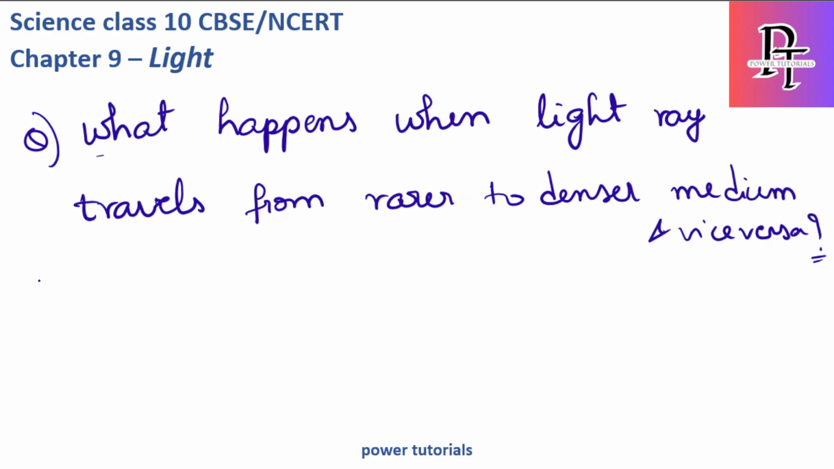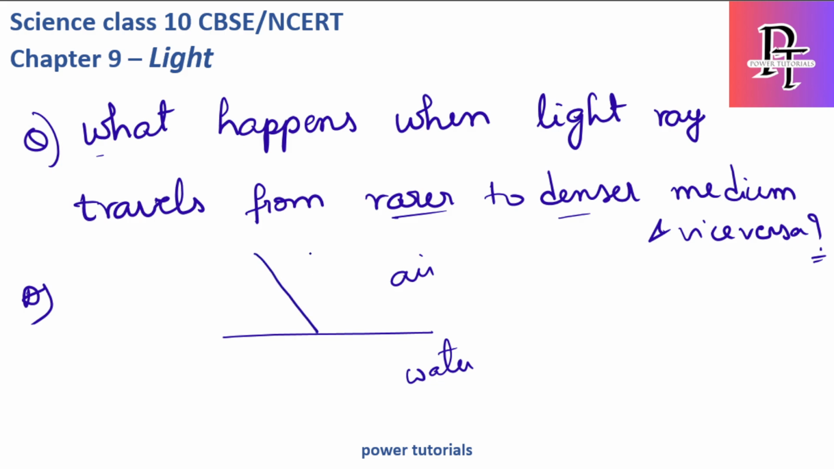Let's see this question. What happens when a light ray travels from a rarer to a denser medium and vice versa? Vice versa in the sense, if it travels from denser to rarer, what will happen? Let's see the first condition, when it is moving from rarer to denser, which I already covered, from air to water. Suppose we have an incident ray like this. This is the normal. This is the incident ray. For water, it will try to move towards the normal. This will be R and this will be I.